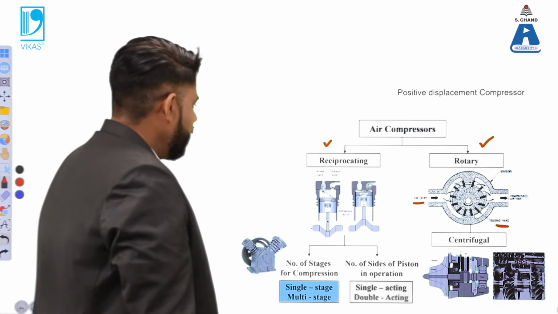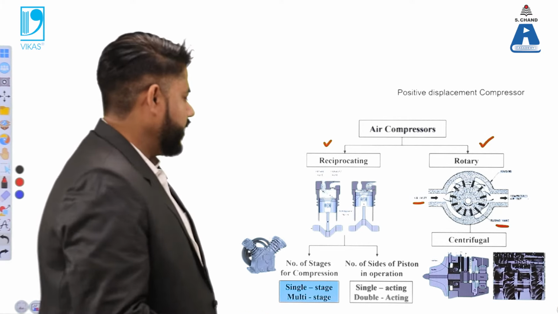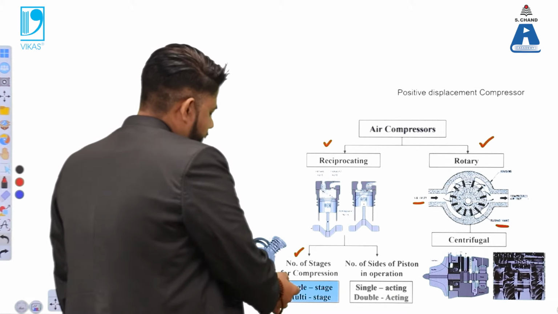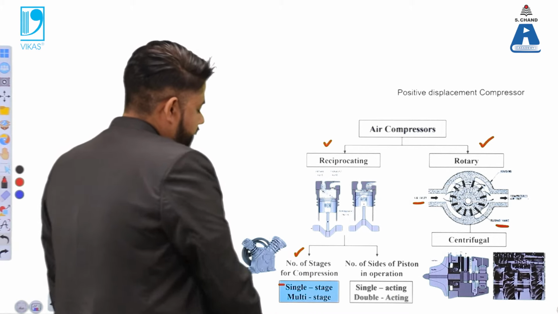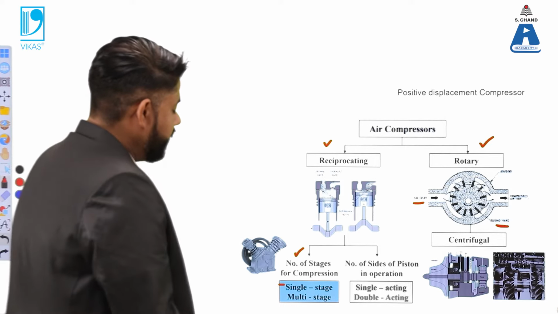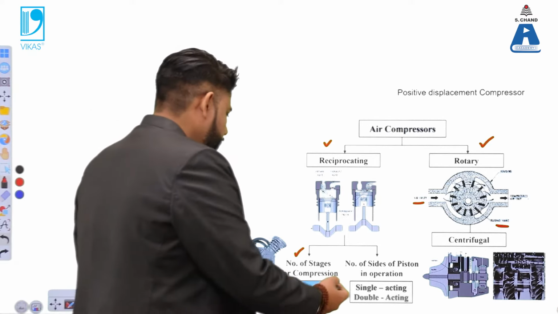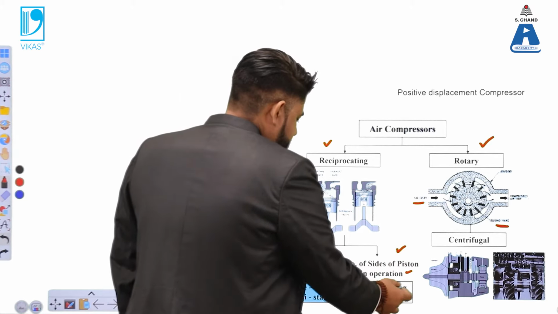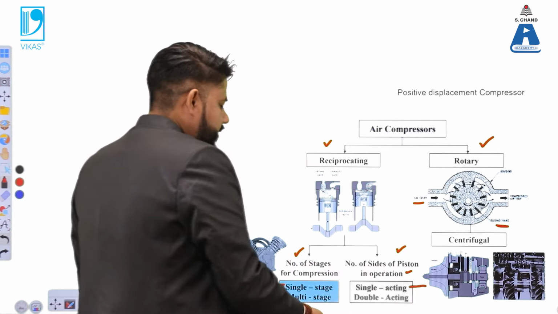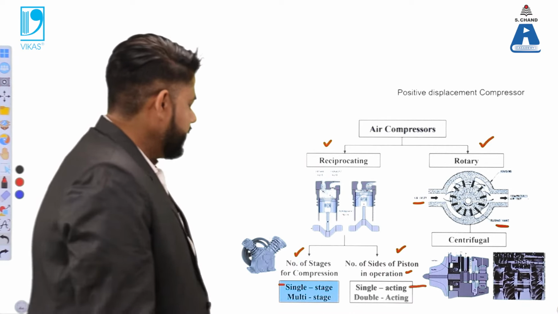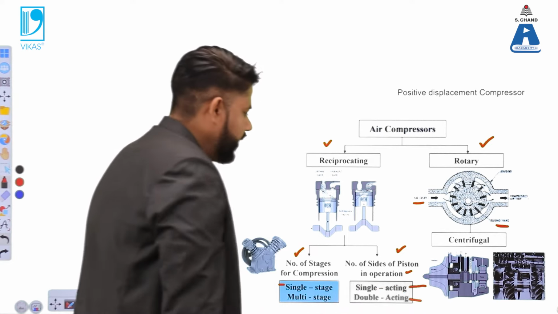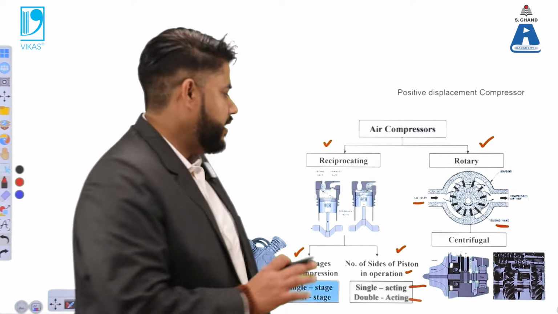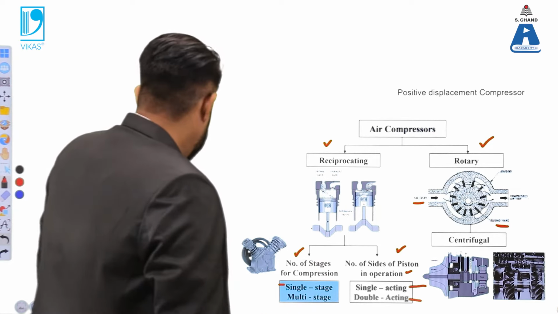But if I talk about the further sub-categorization of the reciprocating type, it has a number of stages. Number 1 is the single stage categorization, and number 2 is the multi-stage categorization. If I talk about the number of sides of the piston in operation, if it is single acting, it is called a single acting reciprocating compressor, and if it is double acting, it is known as a double acting reciprocating compressor. We'll see more details of these in the forthcoming slides.